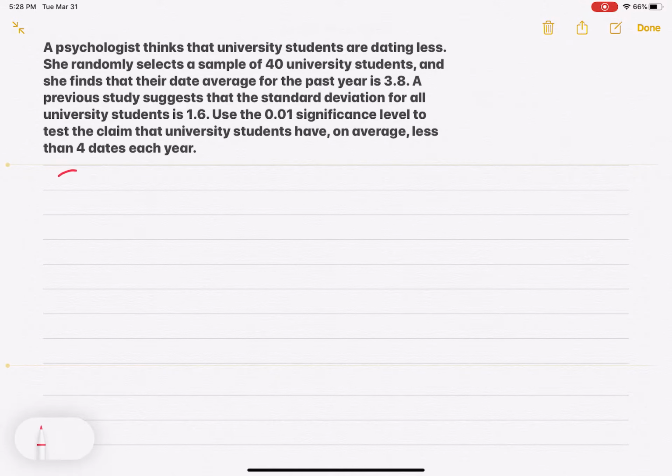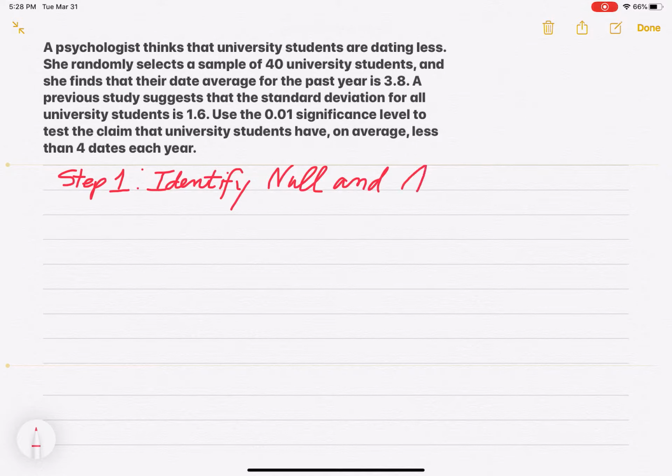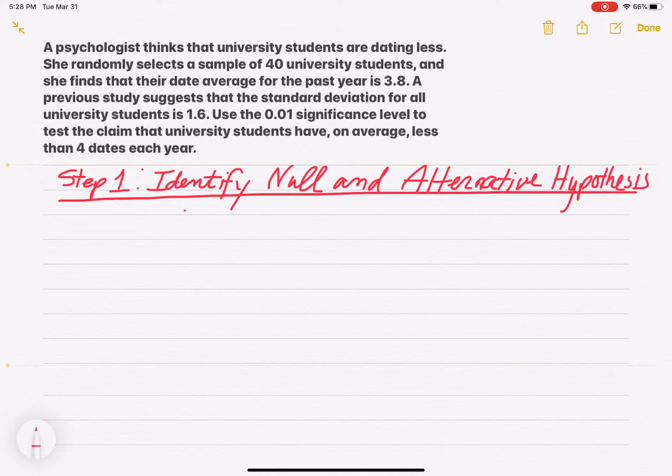Okay, so step 1. Identify the null hypothesis and alternative hypothesis. All right, so H0 and H1 is what we're after, right? H0 is the null, H1 is the alternative. Remember, these are going to be about the population average, the population mean mu.